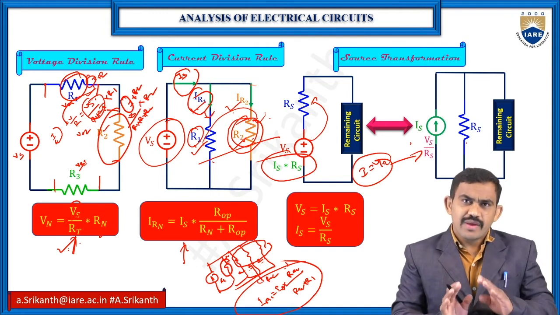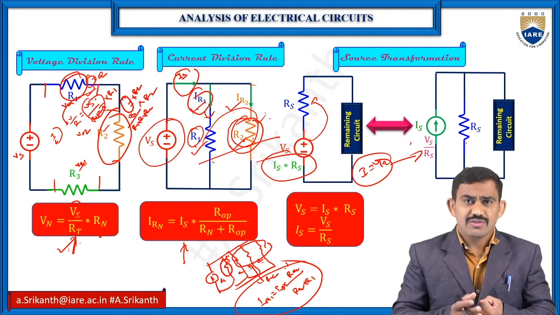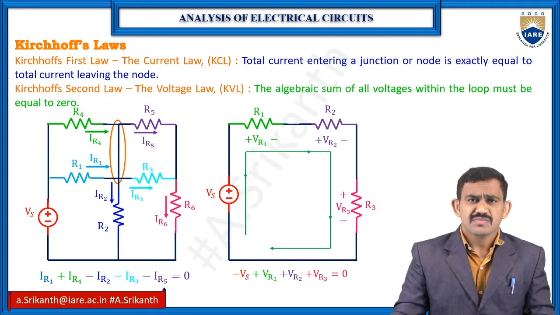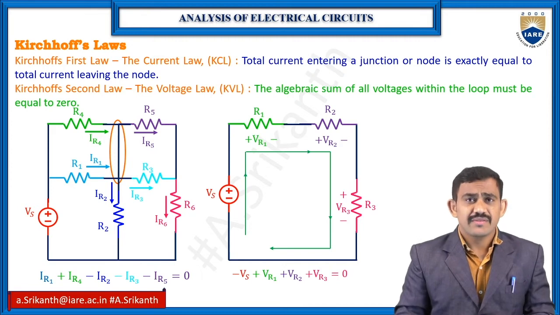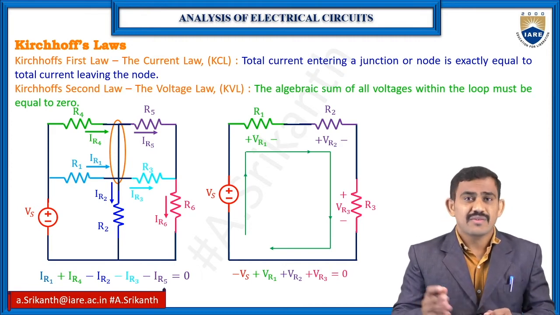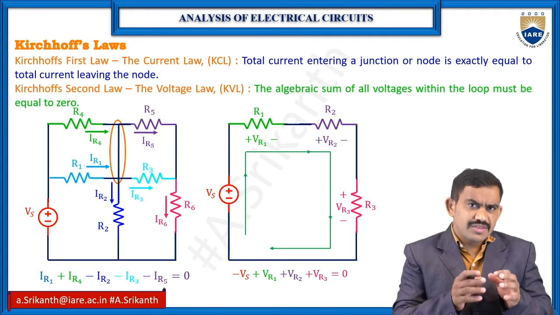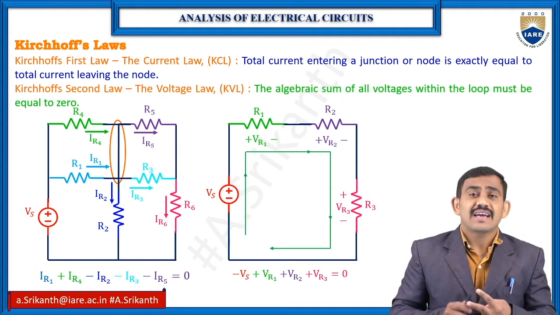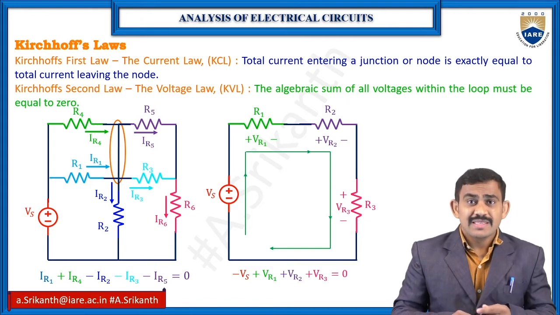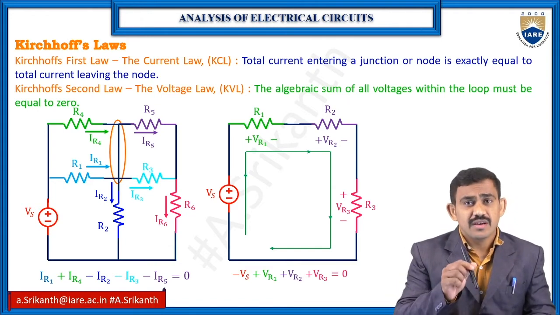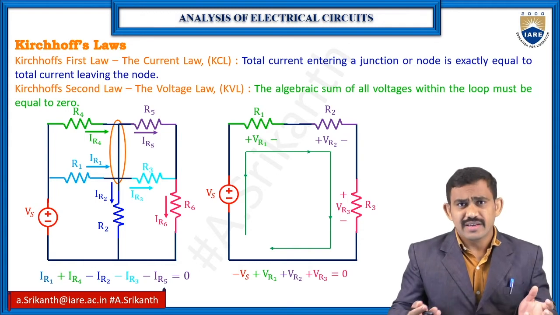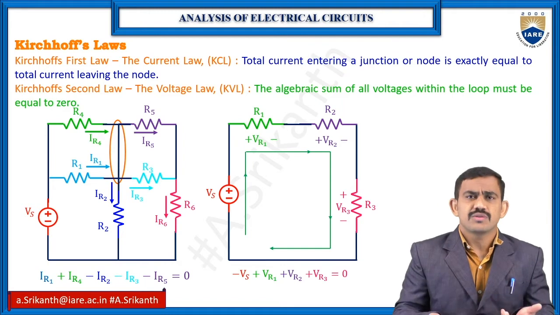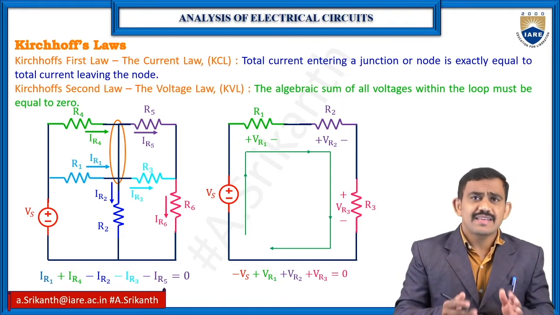Okay. So this is about the basic rules: current division rule, voltage rule, and source transformation. And we are moving to Kirchhoff's laws. Kirchhoff's laws are very important to solve a number of analyses. So coming to Kirchhoff's law, we have two laws. The first law is your current law and the second law is your voltage law. Current law means at a particular node, incoming currents are equal to outgoing currents, or the summation of all currents, incoming and outgoing, is equal to 0. Both are the same. You can use any one method.